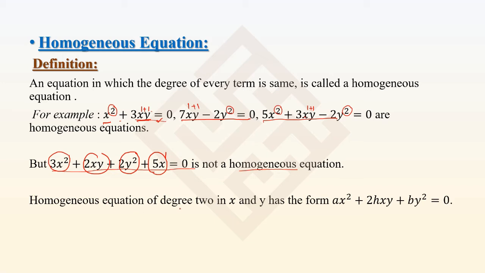The homogeneous equation of degree 2 in x and y is always of the form ax square plus 2hxy plus by square is equal to 0. So now this is a very important equation. We are going to see all the equations, or you can say the pair of equations, are going to be represented by this particular type of equation.